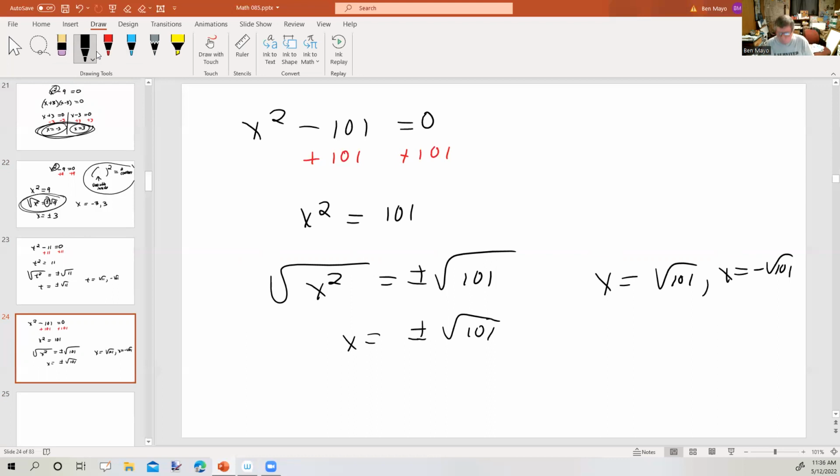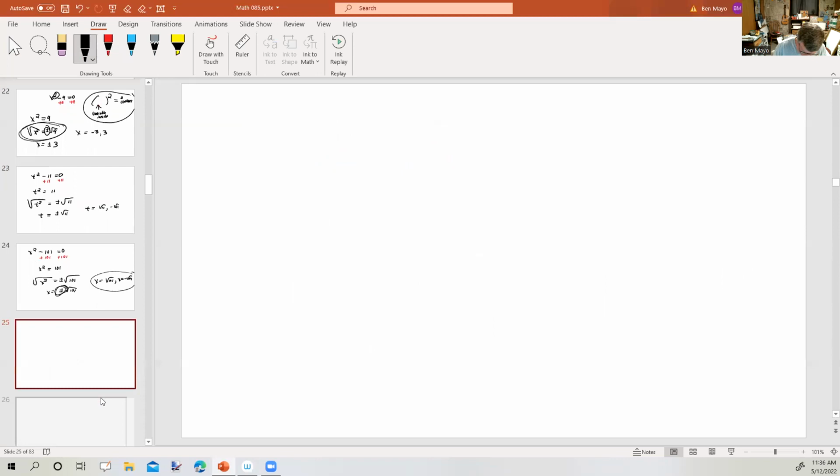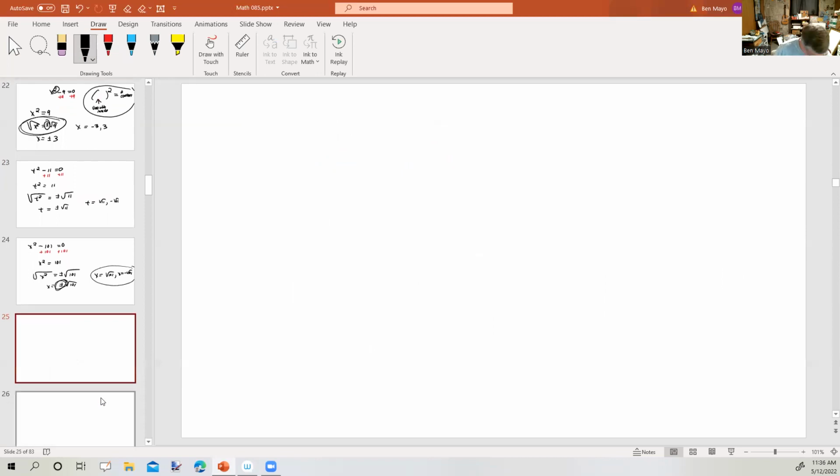Now, WebAssign doesn't use this notation when you're putting answers into the equation. They'll have some multiple choice questions where you can choose an answer that will have this, but more or less in WebAssign, you need to write them out as separate answers. Okay. All right.